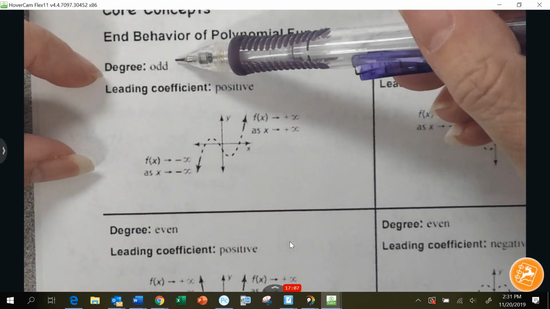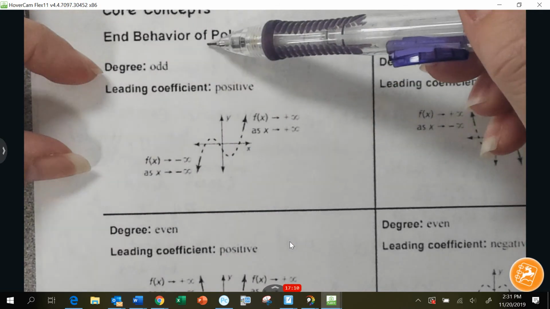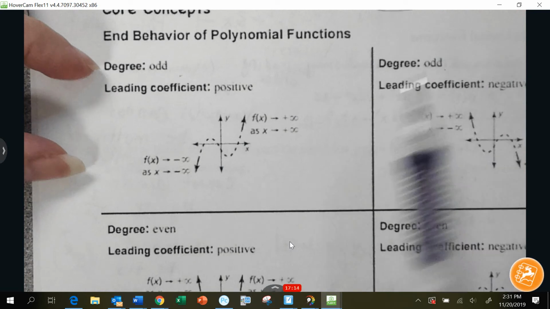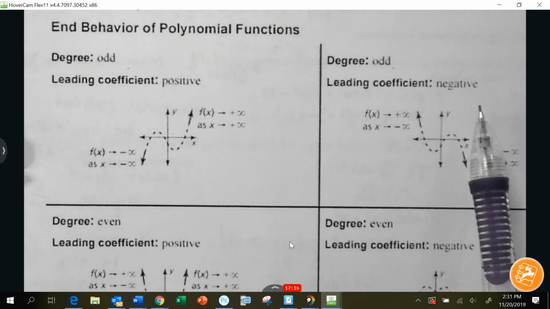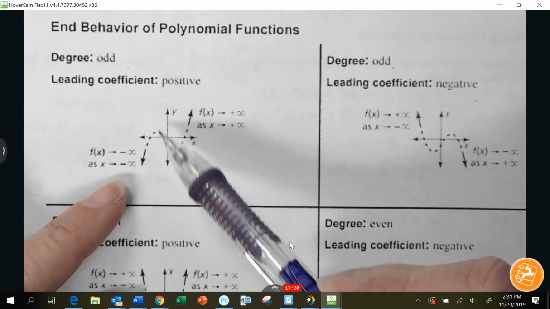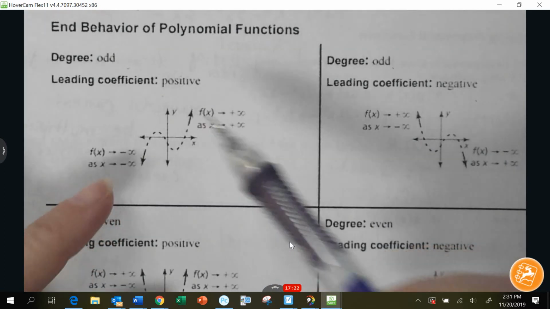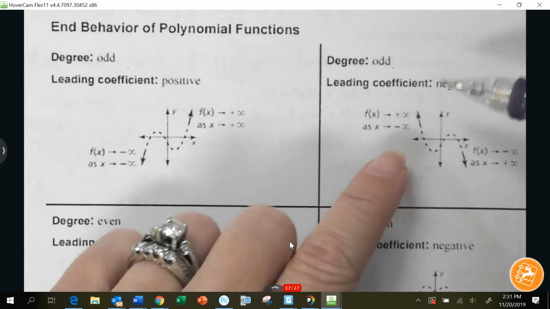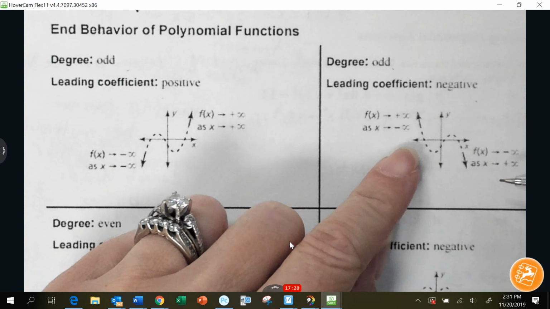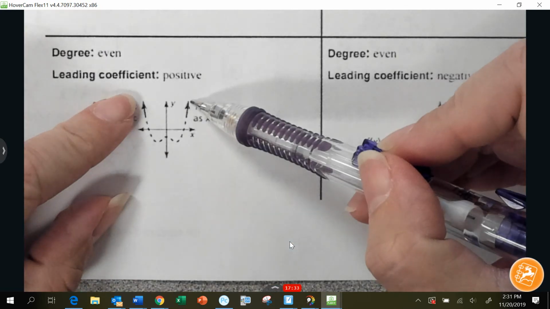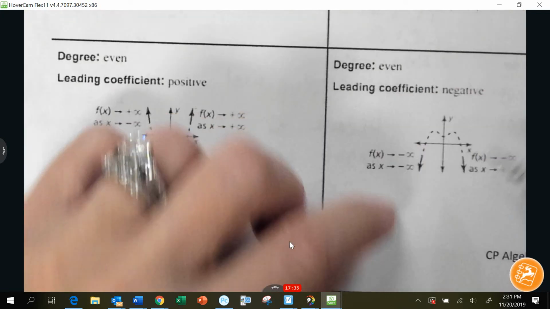All right. So this has everything we just talked about. Odds, leading coefficient positive, leading coefficient negative. The odds positive are going uphill from left to right. The odds negative go downhill. Evens. Both sides go up if it's positive. Both sides go down if it's negative.